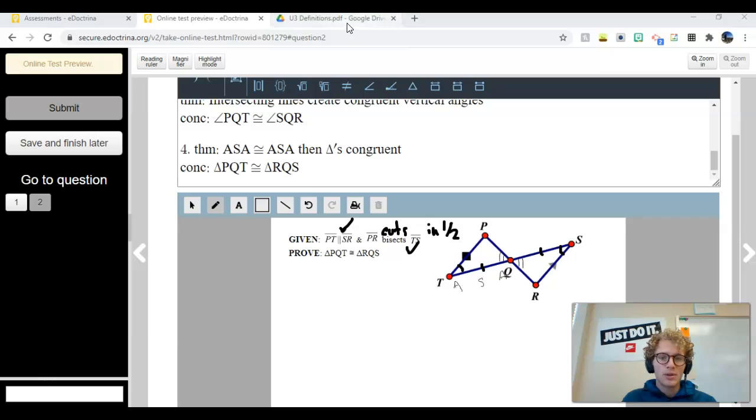But get familiar with the definitions sheet, get familiar with your definitions in general so that you're able to look at these two angles and go, yeah, those are vertical angles. Some of you have been struggling with that since Unit 1, so best to get on that.